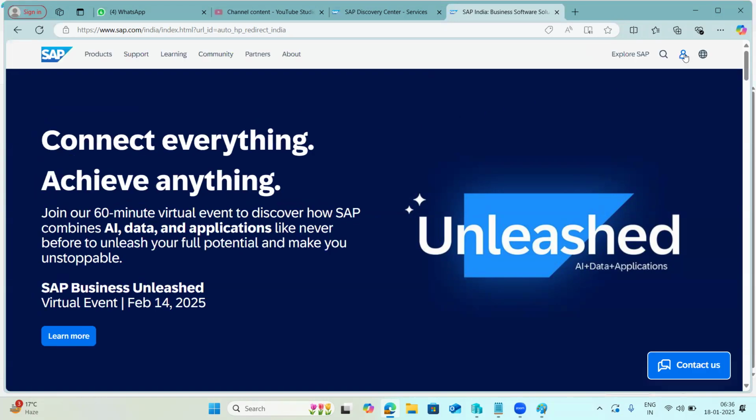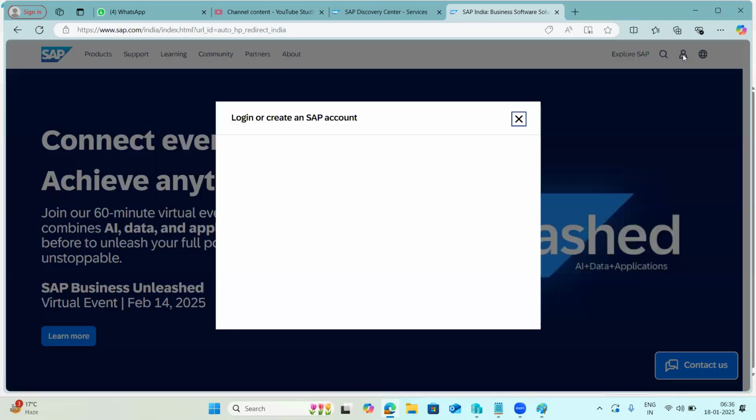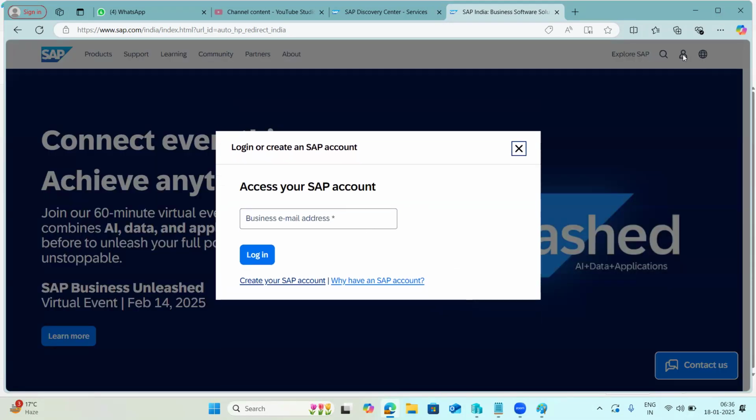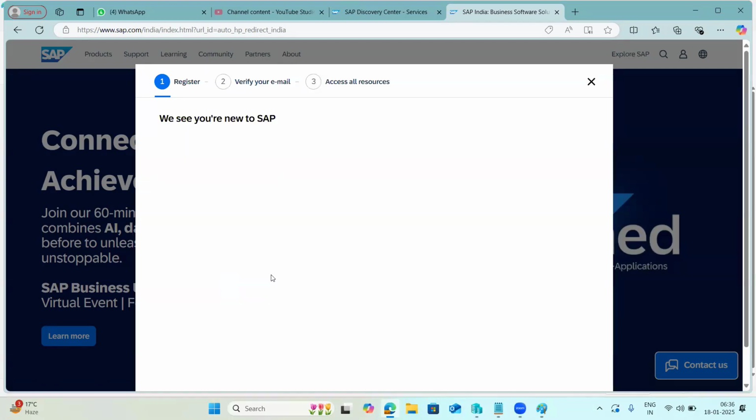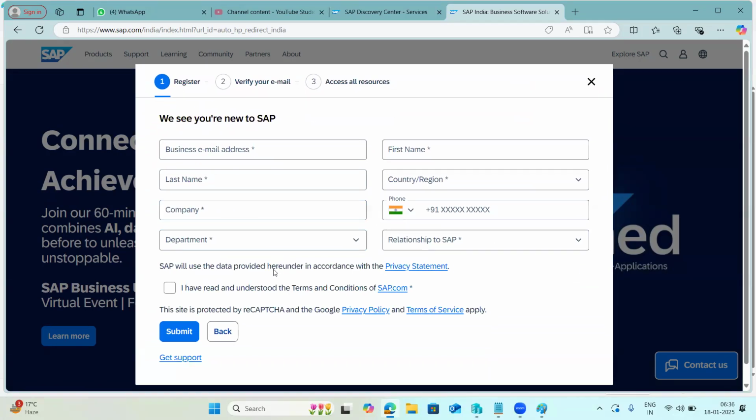Here, you can see on the right side top, there is a user login option. Then you will get one option, login or create the SAP account. Just click on create your account, and here you will get one form.